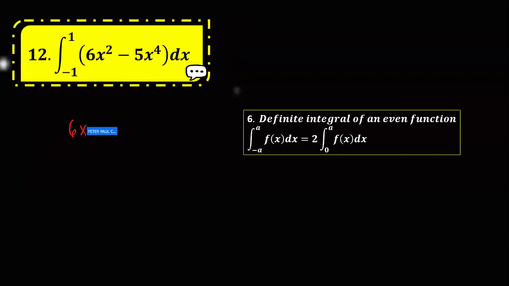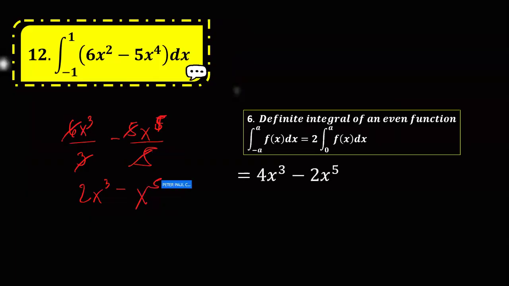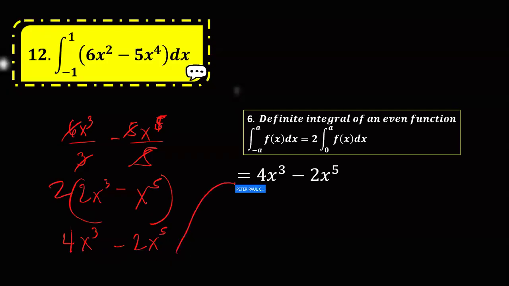So we have 6x cubed over 3 minus 5x to the fourth over 5. Simplify, so it becomes 2x cubed minus x to the fifth. Cancel, so x to the fifth. Is this your answer? 4x cubed minus 2x squared? So we need to get double of it. Don't forget that. So we'll have 4x cubed minus 2x to the fifth, so that they will become the same.